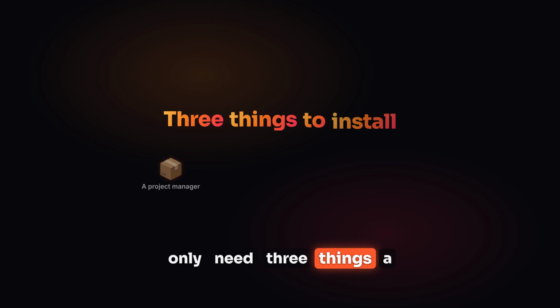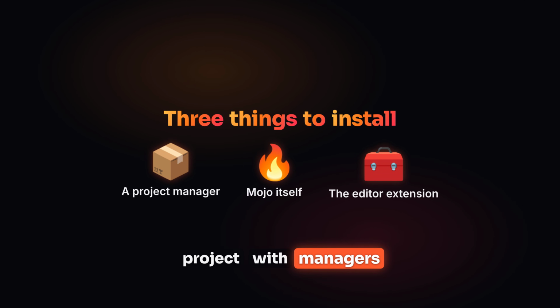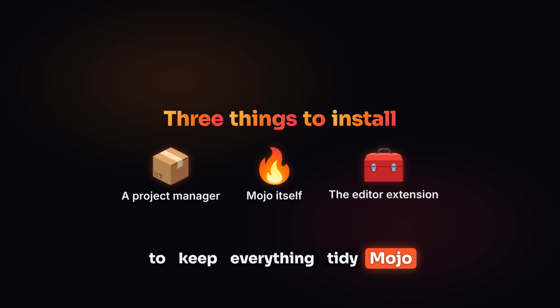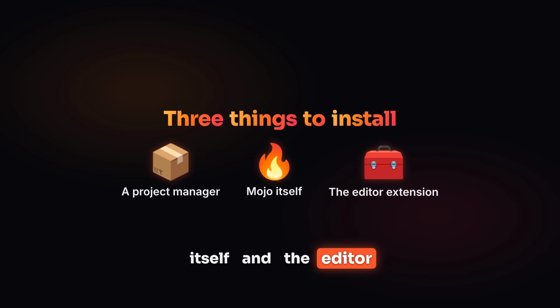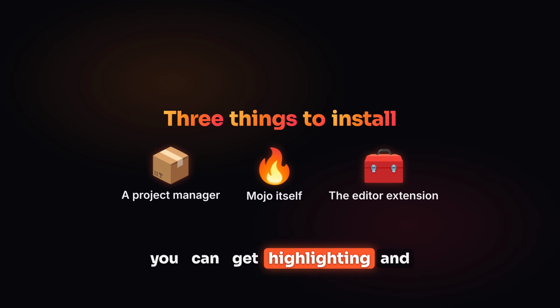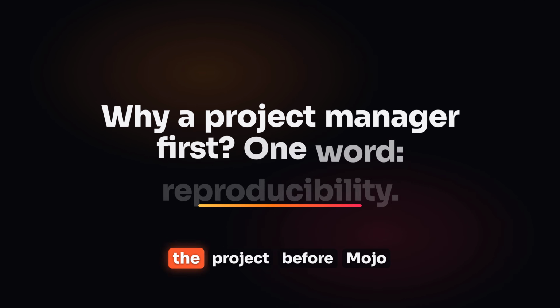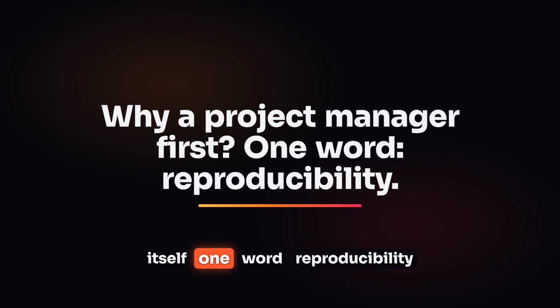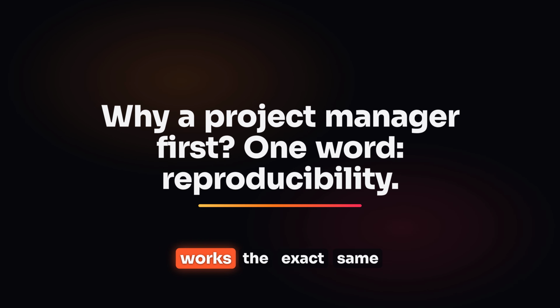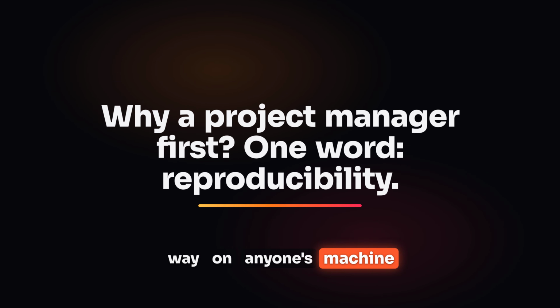You only need three things: a project manager to keep everything tidy, Mojo itself, and the editor extension, so you can get highlighting and hints while you type. If you are wondering why to install a project manager before Mojo itself, one word: reproducibility. We want a setup that works the exact same way on anyone's machine.